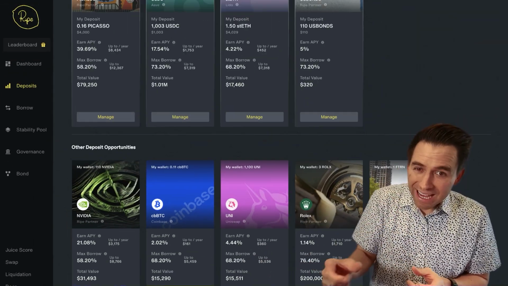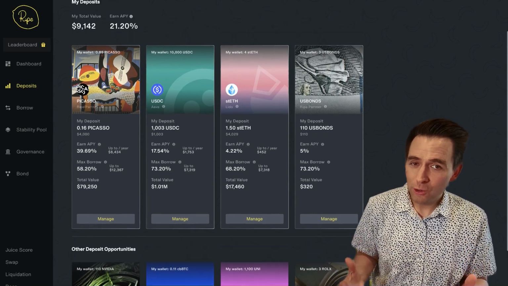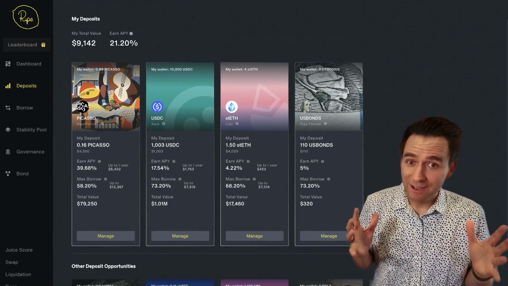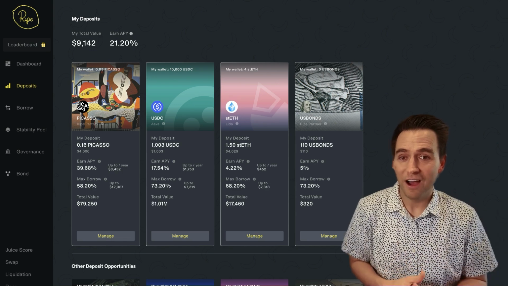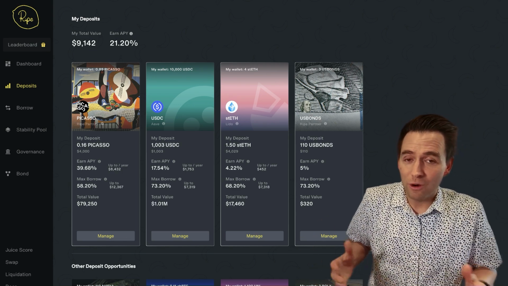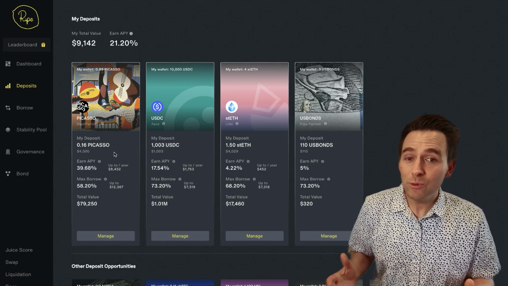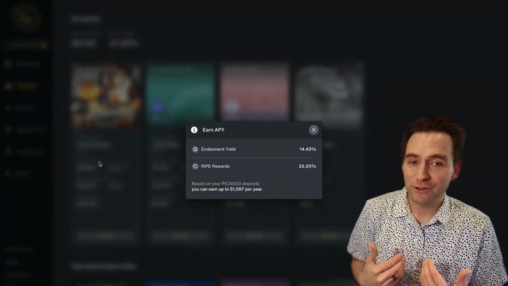And then down below are other assets that are approved and supported by Ripe Protocol that I could deposit in the future. Our wedge into this market will be tokenized real-world assets. But we also support crypto-native assets. As you can see, we have yield-bearing USDC on Aave, staked ETH with Lido, or governance tokens like Uniswap. Let's see what yield I'm currently getting on my fractional Picasso art.